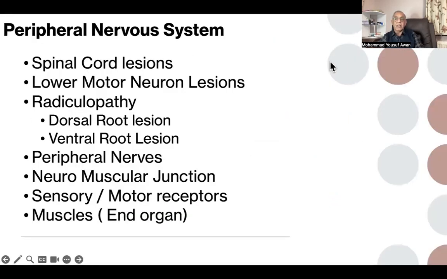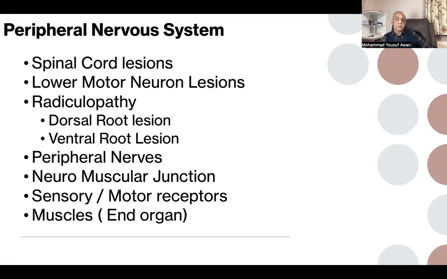So we can localize the lesion in the peripheral nervous system, starting from the spinal cord lesion to lower motor neuron, and then the dorsal root or the ventral root lesion, they're called radiculopathies, and from there go down to the peripheral nerves, and then the neuromuscular junction, and then the sensory and the motor receptors, and then the muscles, which are the end organ for the nervous system.